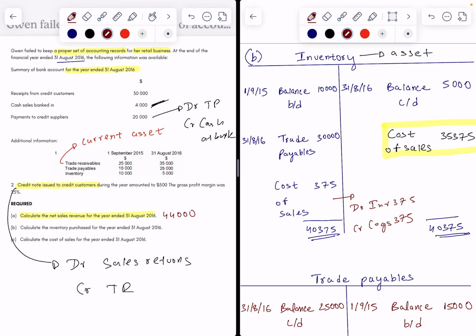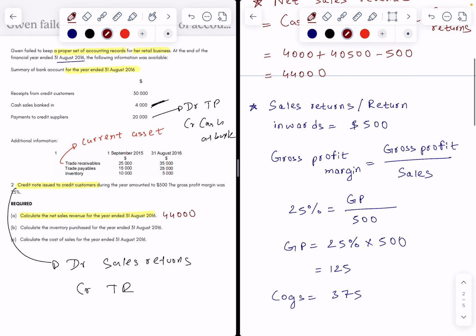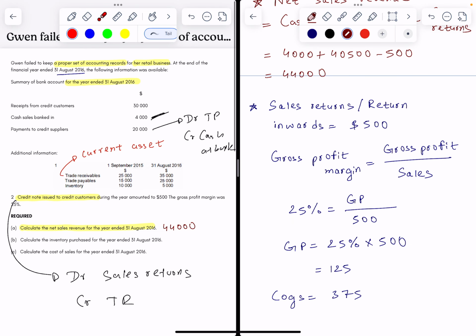Let's refer to the second statement that is given to us in the additional information with regards to credit notes. Now, the additional information clearly mentions that the credit note that we as a business issued to credit customers during the year amounted to $500. So this was the amount expressed in revenue or sales terms, right? But the gross profit margin on this was 25%. Okay. So let's do some calculations.